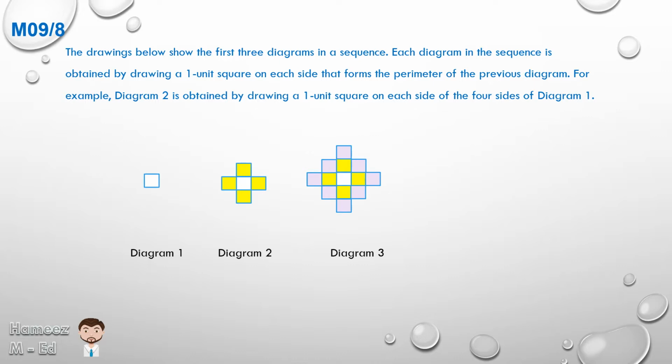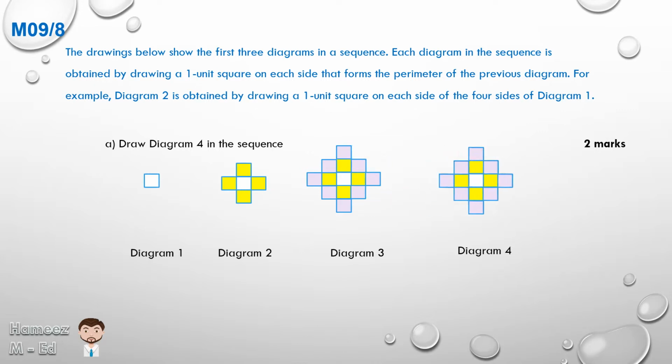So part A of the question, draw diagram 4 in the sequence. So you can pause the video now and try and draw diagram 4. Right. So given enough time there, let's see how we create diagram 4. From diagram 3, we extract it, again, which will be the white square in the middle, followed by the yellow squares, followed by the light purple squares. And now, on the perimeter of the light purple squares, we draw the blue squares. And that's diagram 4.